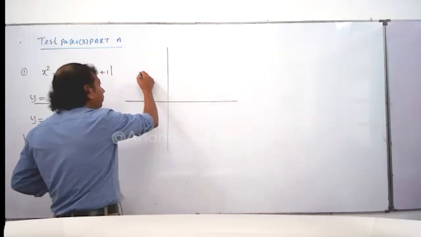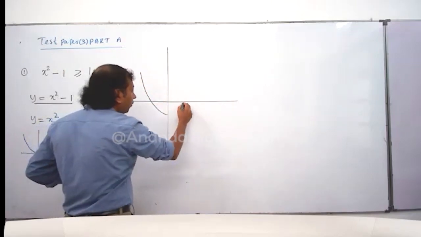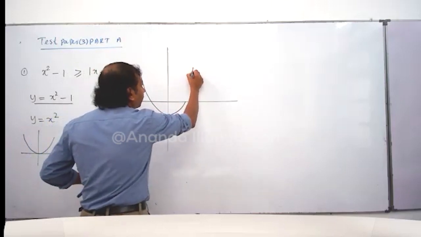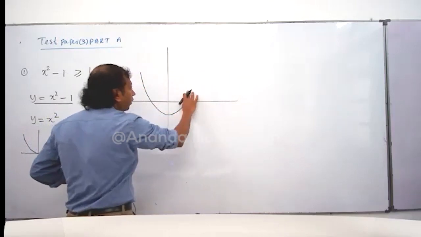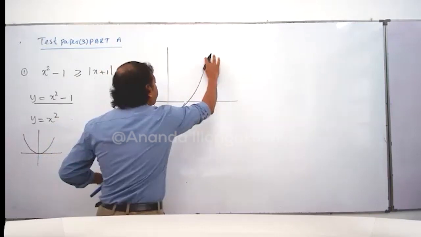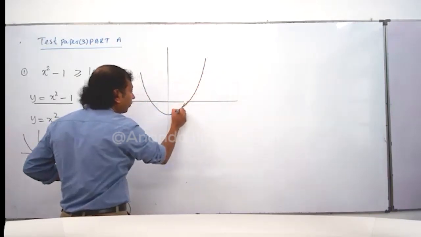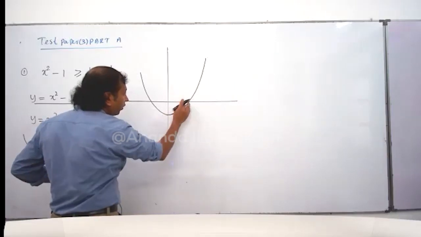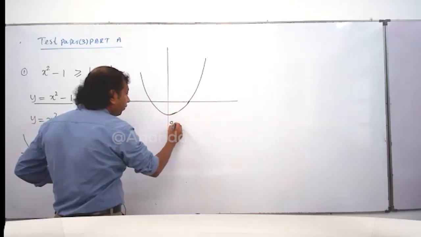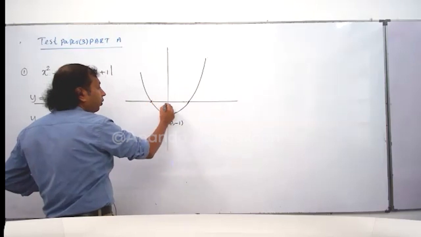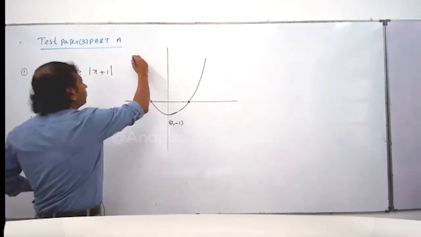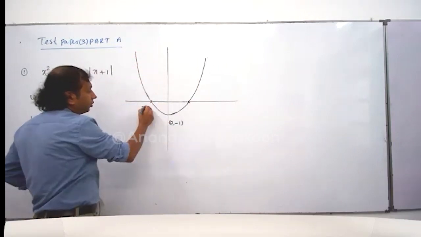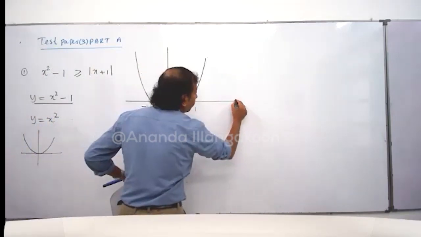The graph is now like this. It's a minimum graph because the x squared coefficient is positive. For the y equals x squared minus 1 graph, the point is 0, minus 1. This point and this point. This is minus 1, this is plus 1.